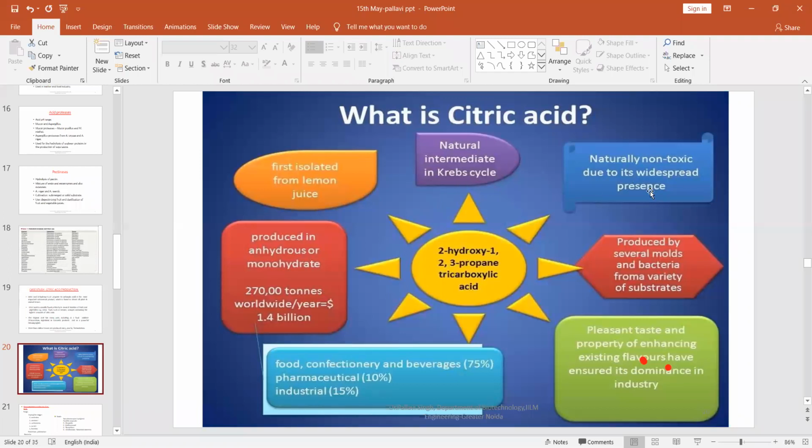It is normally non-toxic, and it can be used in the food industry, confectionery, beverages, cosmetics, pharmaceuticals, and industrial applications. So you can see that 75% of the uses of citric acid are in the food and beverage industry. On average, we are producing 270,000 tons worldwide every year.